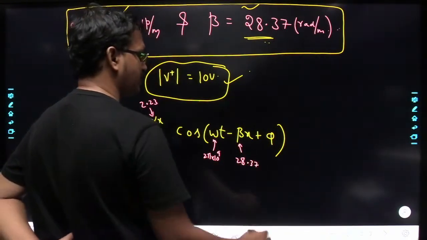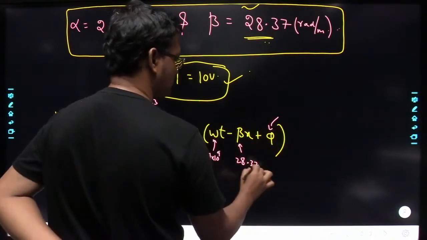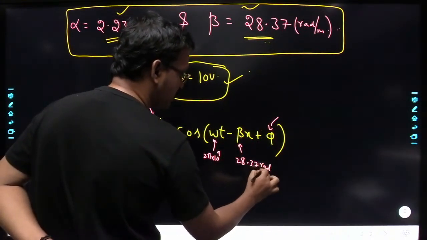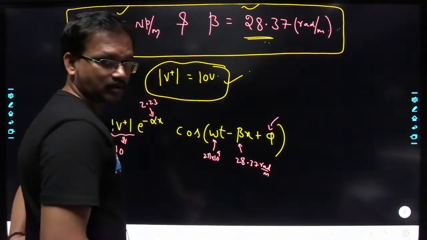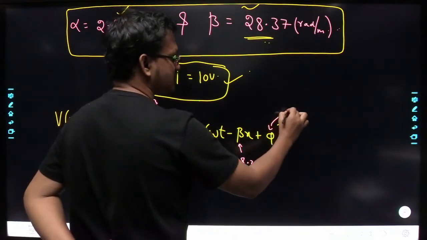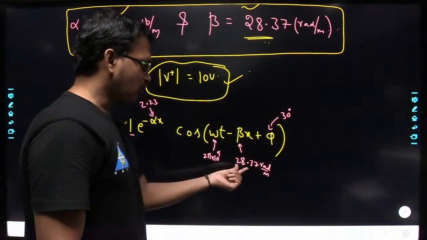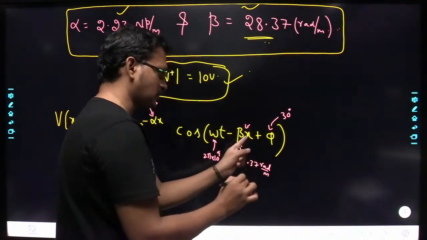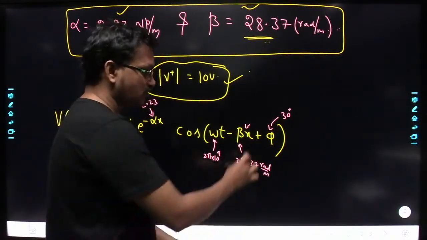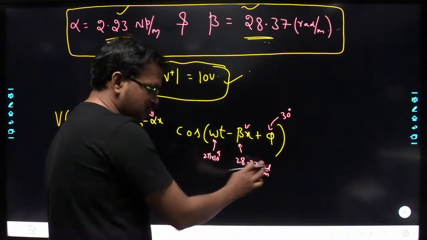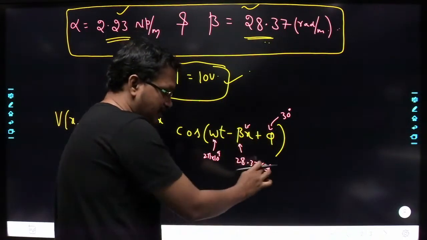Beta is 28.37 radian per meter, and phi they have given us as 30 degrees. The units of x are meters, so the meters get cancelled. That means beta x you are calculating in terms of radians. This term finally you are going to get in terms of radians.